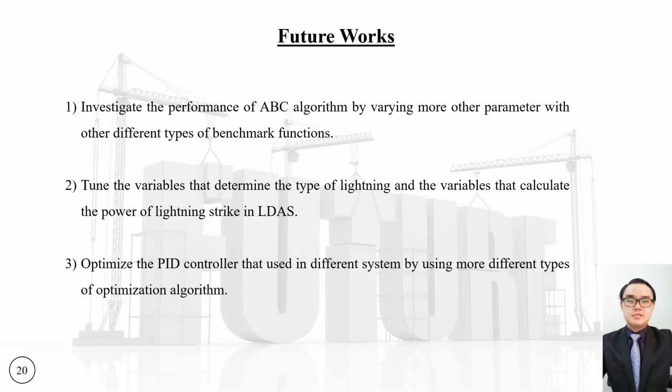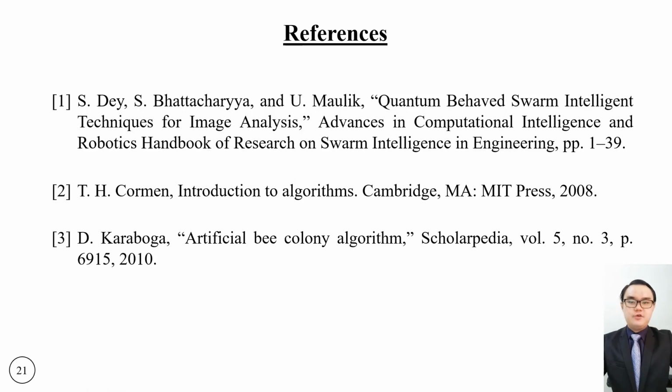In future work, the performance of the ABC algorithm can be investigated by varying more other parameters with other different types of benchmark functions. Next, the variables that determine the type of lightning and the variable that calculates the power of lightning strike in LDAS can be tuned. Last, the PID controller used in different systems can be optimized by using more different types of optimization algorithm. Here are a few of the references.